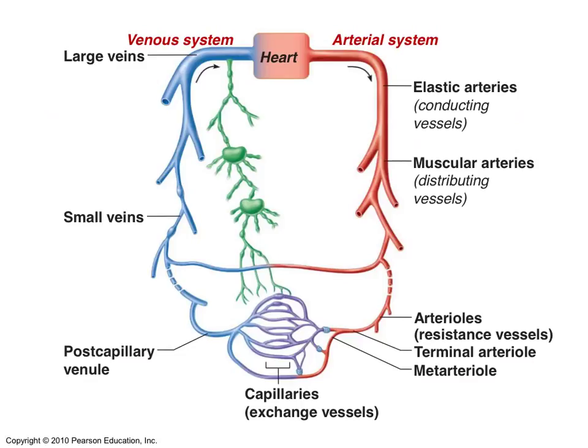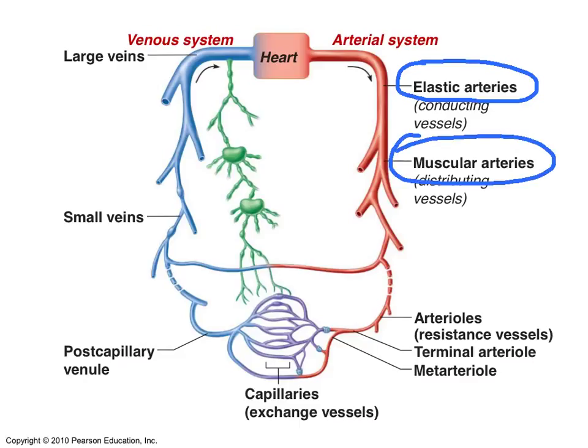There are three major categories of arteries that we're going to talk about. The elastic arteries are the largest arteries. After blood flows through the elastic arteries, it comes to the muscular arteries. After flowing through the muscular arteries, blood flows into the smallest arteries, the arterioles. The arterioles bring blood to the capillary beds.